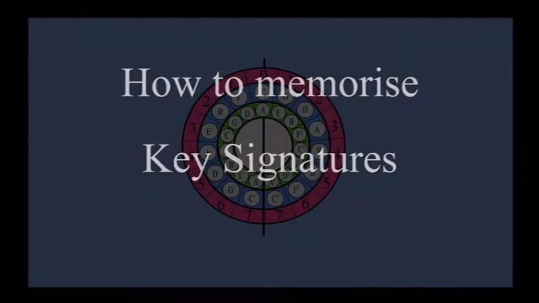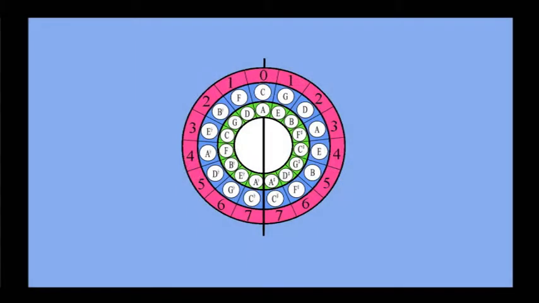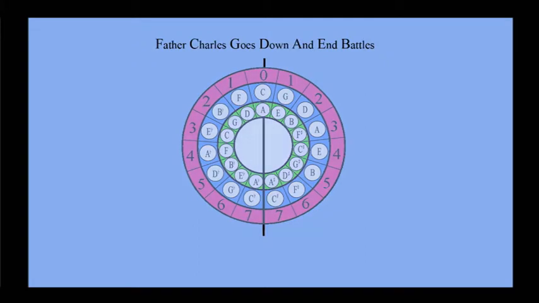We will now demonstrate how to work out key signatures from memory. Here we have every key signature filled in on the circle of fourths and fifths. You already know the acronym Father Charles Goes Down and Ends Battles. So the letters we require in a chronological order are F, C, G, D, A, E, B.